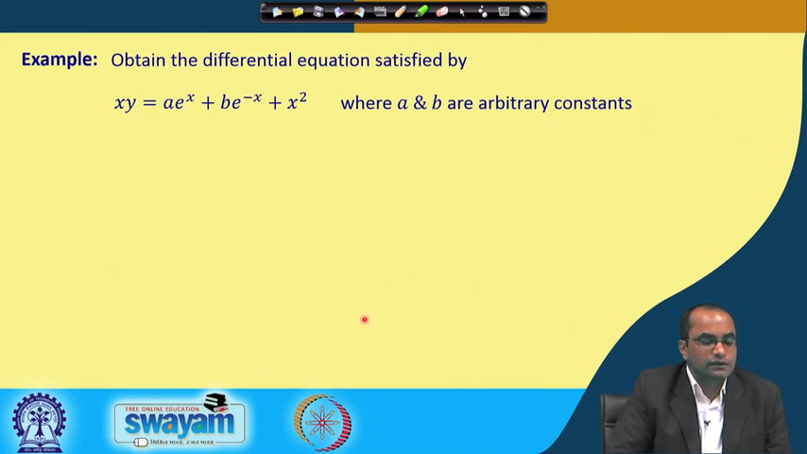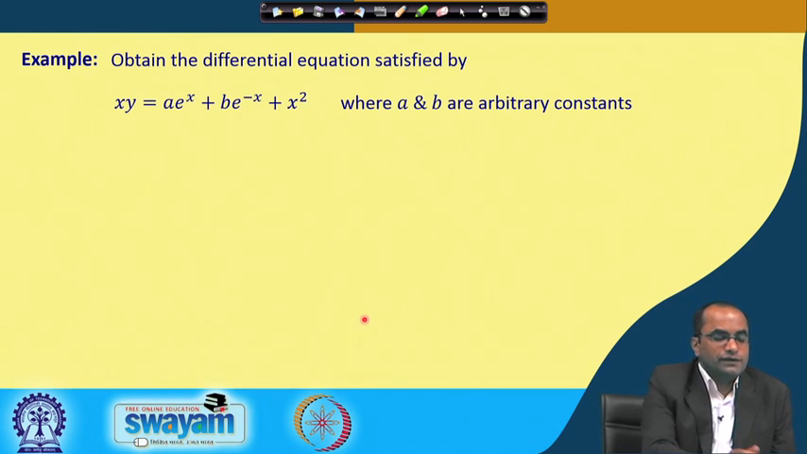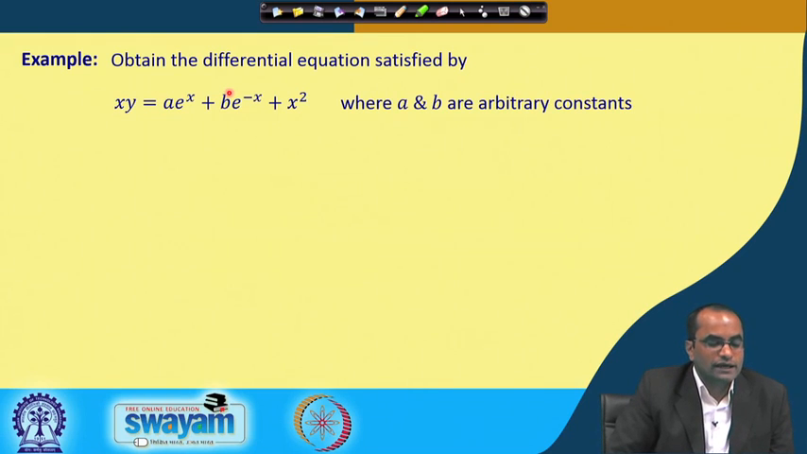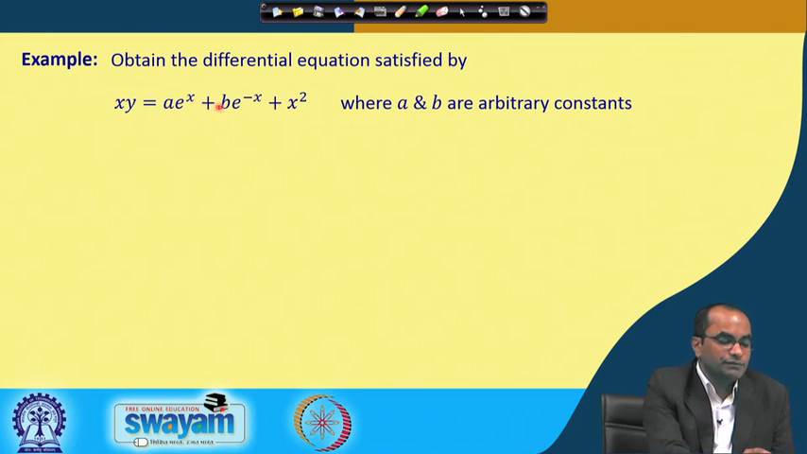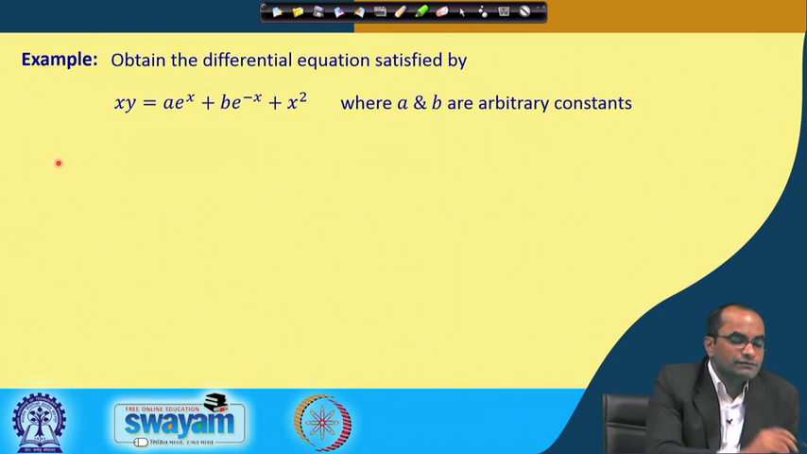So, we will obtain a differential equation which is satisfied by this relation: x y is equal to a e power x plus b e power minus x plus x square. So, this is a 2 parameter family of curves. We have a and b, the arbitrary constants here. So, we have this 2 parameter family of curves.